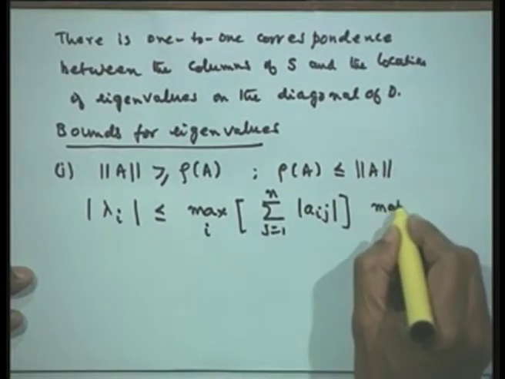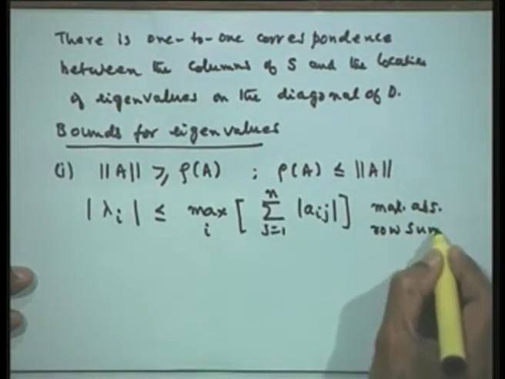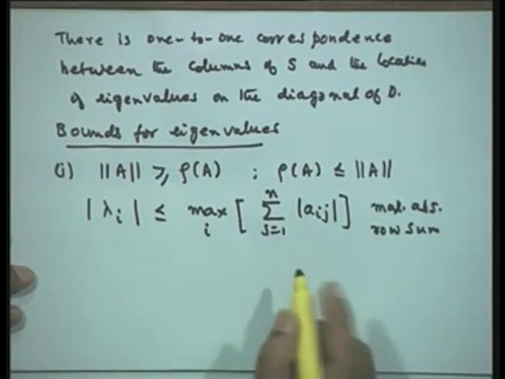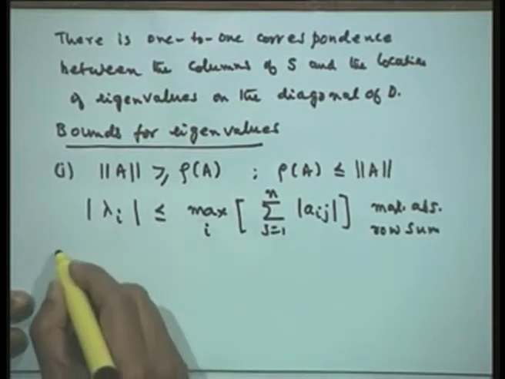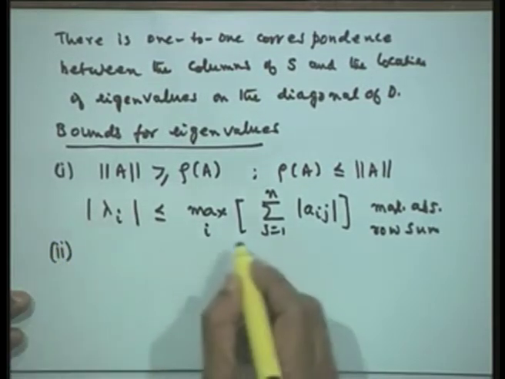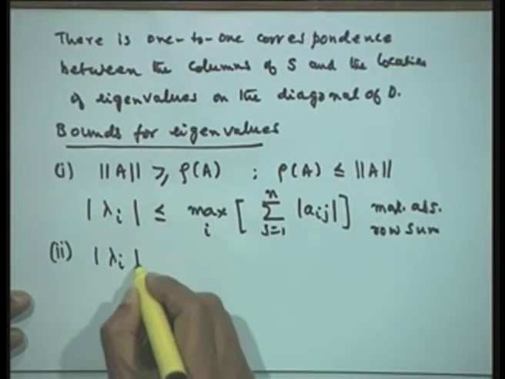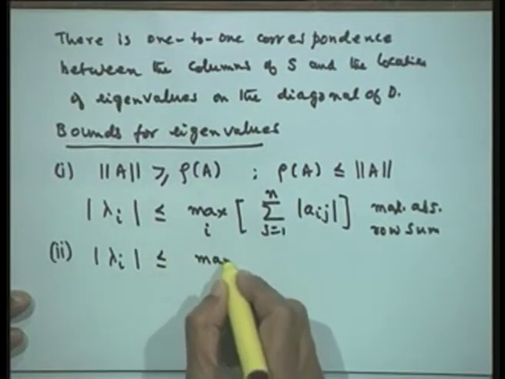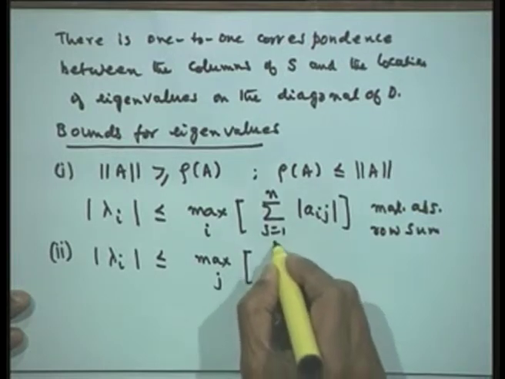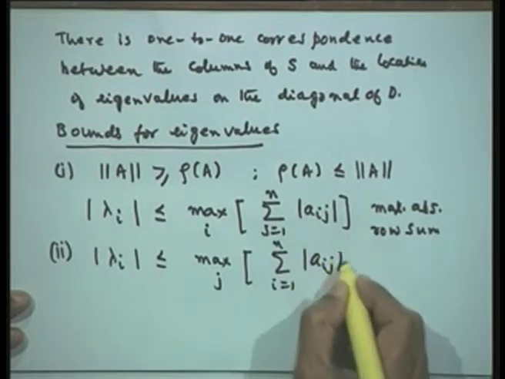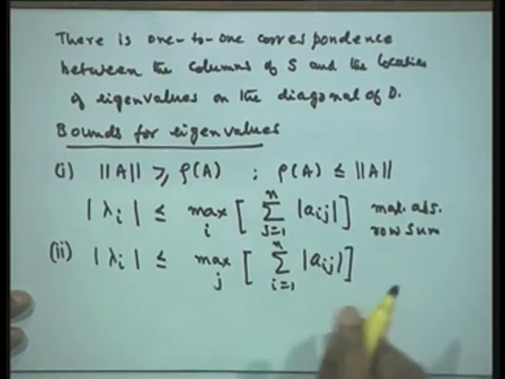We call this the maximum absolute row sum. So this is a bound for our eigenvalue. I will take the maximum absolute column sum as my second bound: the magnitude of lambda i is less than or equal to the maximum with respect to j of the sum over i from 1 to n of a_ij. This is the maximum absolute column sum.